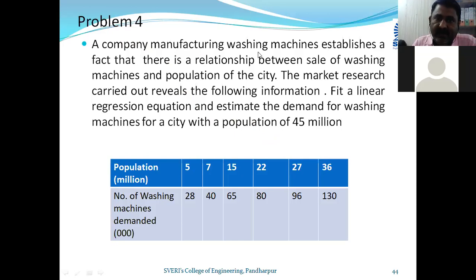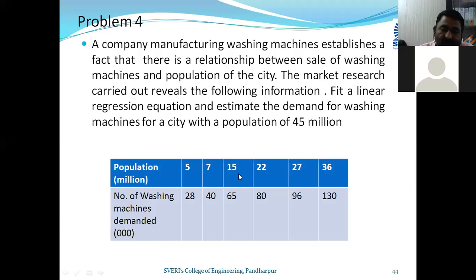A company manufacturing washing machines establishes a fact that there is a relationship between sale of washing machines and population of the city. You see here, population is given for that city: 5 million, 7 million, 15 million, 22 million, 27 million, 36 million. The market research carried out reveals the following information: the number of washing machines demanded is 28, and here it is in 1000, 3 zeros are there, so I can say 28,000, for a 7 million population city.